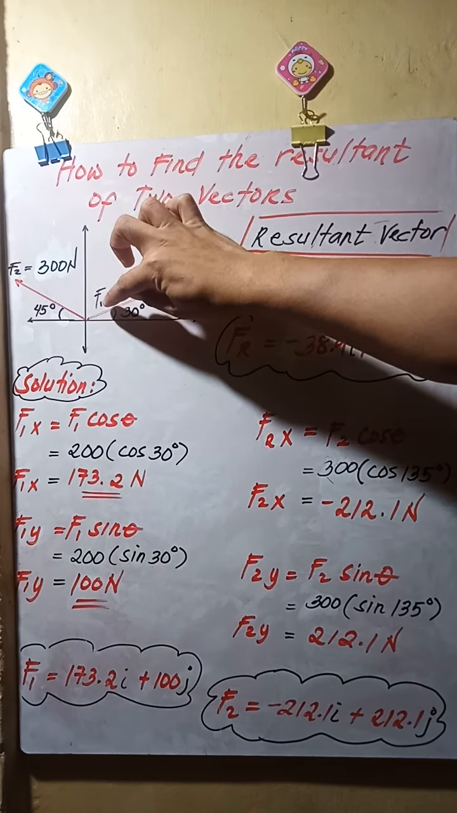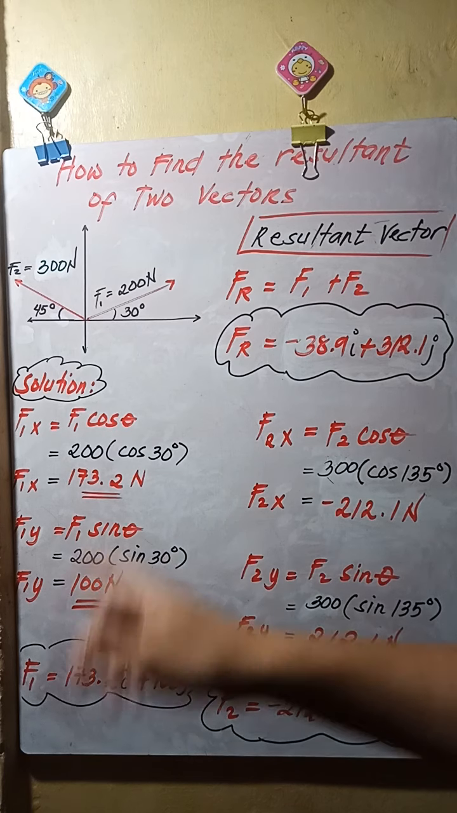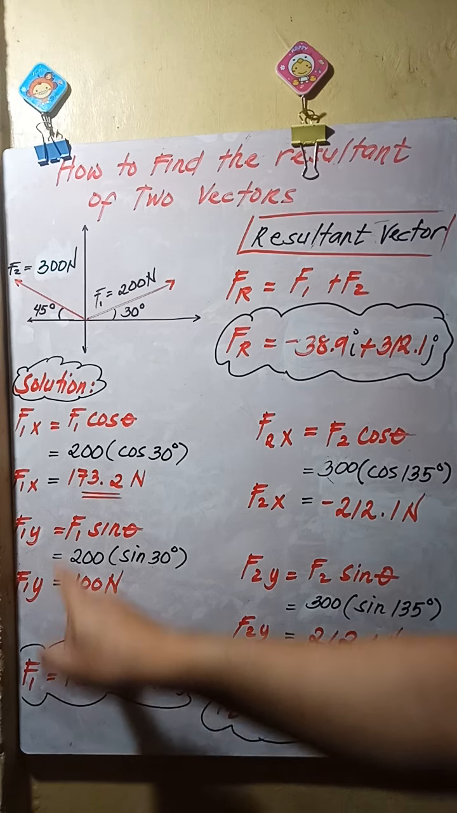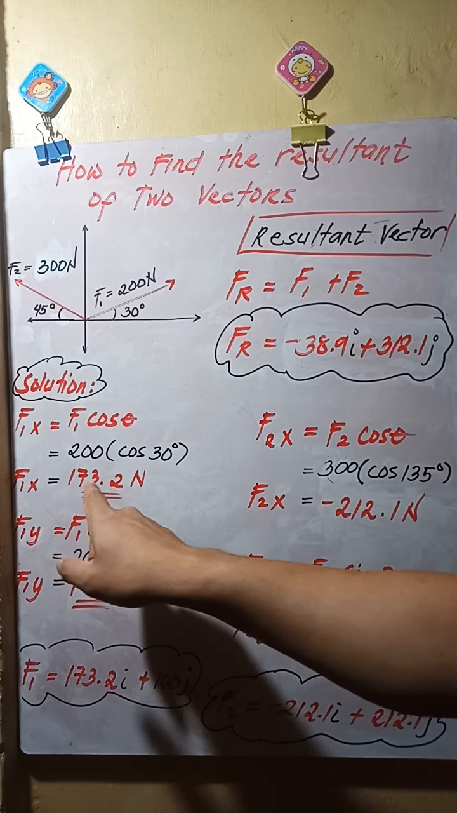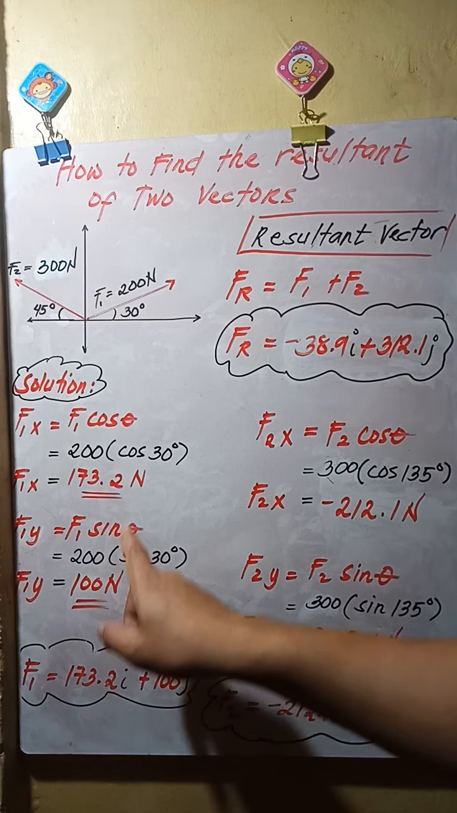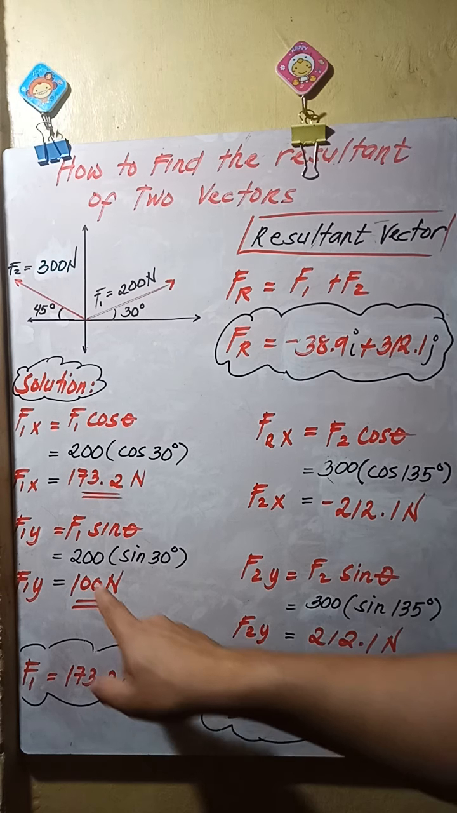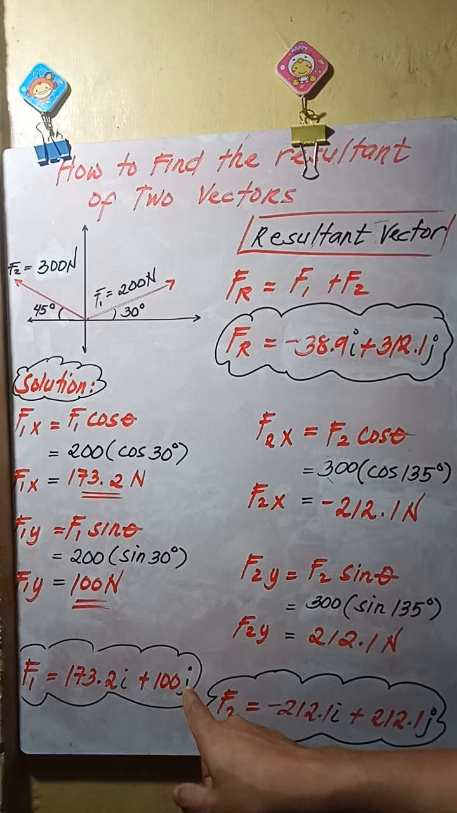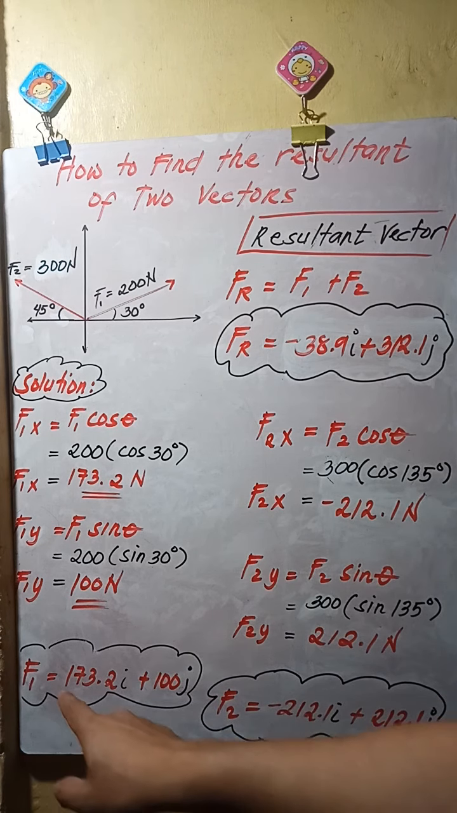So, ibig sabihin, itong F1, yung magiging component vector natin is 173.2. So, nilagay ko na lang sa unit vector. Sir, bakit po i yung nilagay mo? i stands for x sa unit vector. And then, 100, nilagay ko, pinalitan ko ng j, kasi nga, that is for component y. So, ito yung component vector natin ng F1.